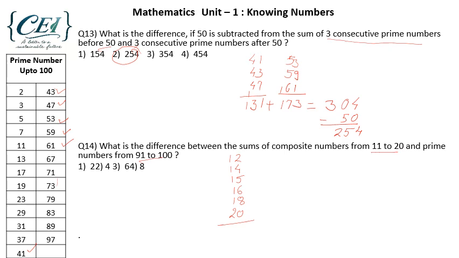What is the sum? 4 plus 2, 6. 6 plus 5, 11. 11 plus 6, 17. 17 plus 8, 25. 2. 2 plus 1, 2 plus 2, 4. 4 plus 1, 5, 6, 7, 8, 9. So this is 95. Then prime numbers from 91 to 100. There is only one prime number, that is 97. Difference between the sum of the composite numbers and the prime number. So what is the difference? Difference is 2. So the answer is 2. Correct?